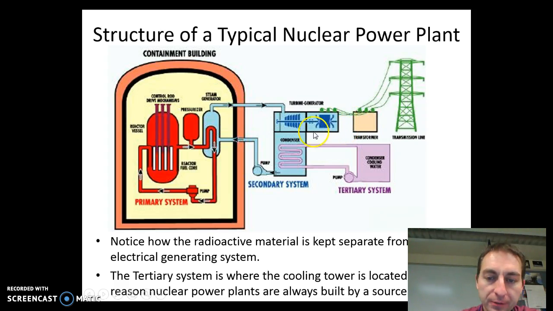So in terms of the steam that comes through here, it has to be cooled back down, condensed back into a liquid. It would still be a hot liquid at this point, but pumped back through the system where it can get heated up again into steam, and the cycle repeats.